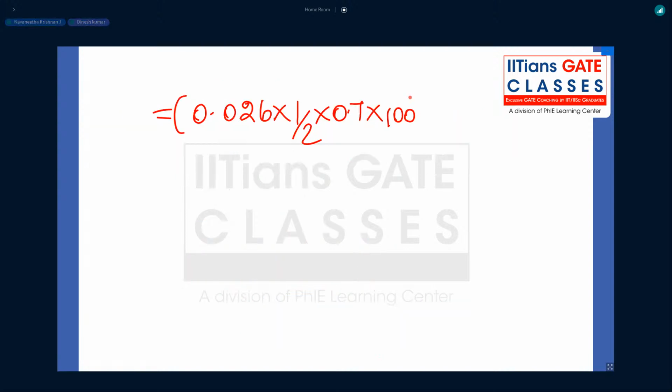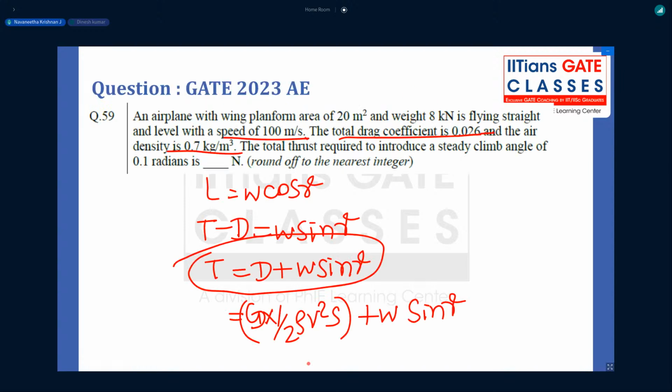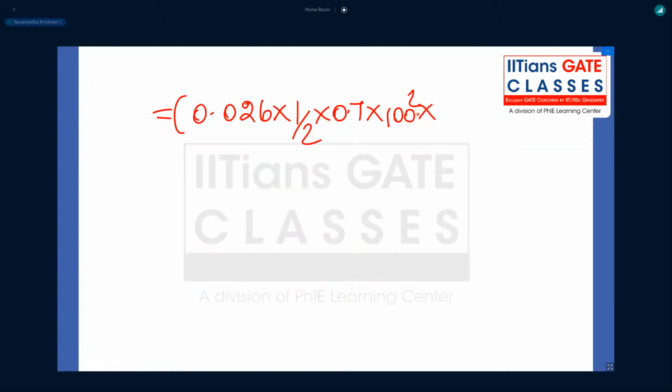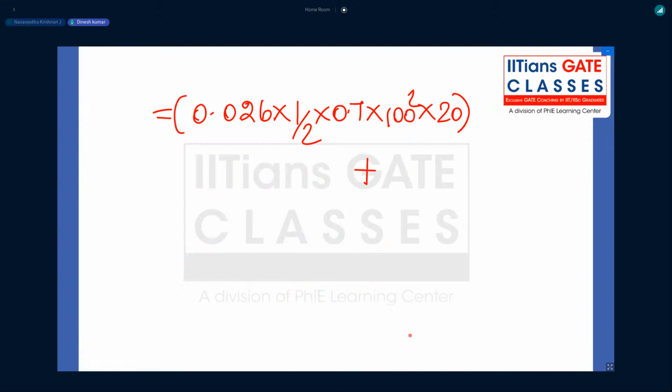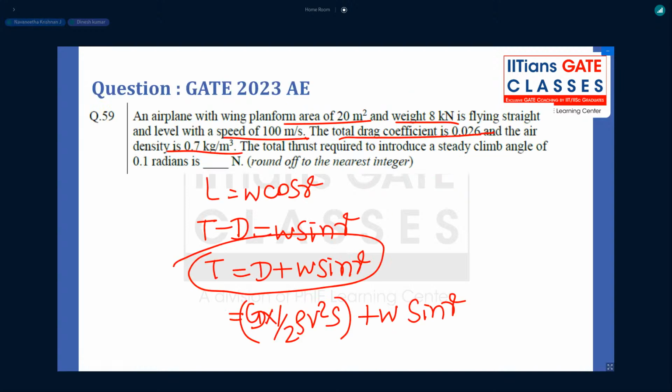100 square into S. Wing area, they have given it as, wing planform area is given as 20 meters square. So it is 20 meters square. Plus weight, they have given it as 8 kilonewton, which is 8,000 newton, into sin gamma.